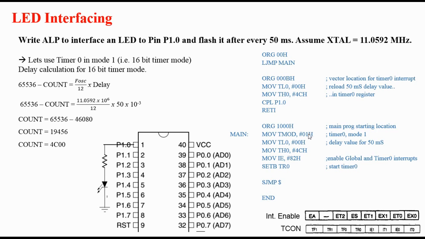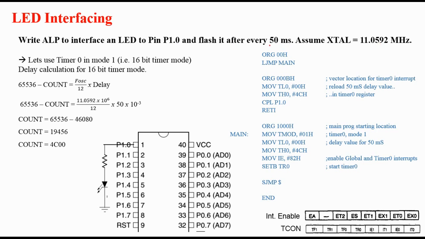So here, the problem statement is: write the assembly level program to interface an LED to pin P1.0 and flash it after every 50 milliseconds. Assume XTAL, meaning crystal frequency, is 11.0592 MHz.